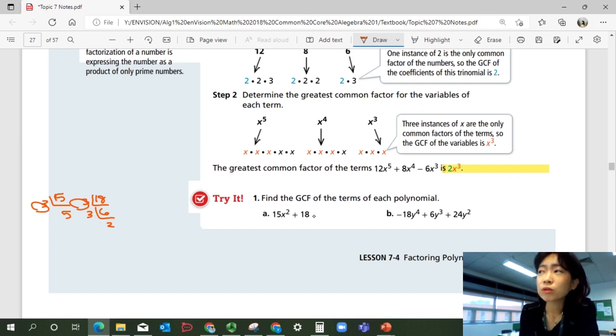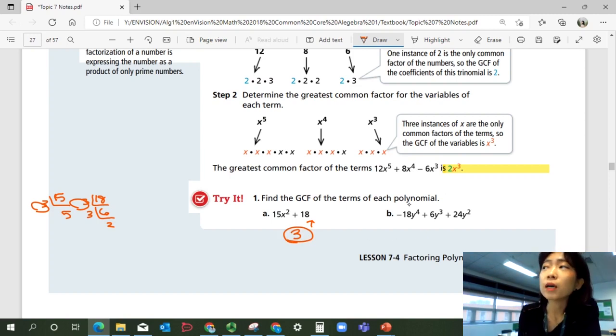Look at the variables. You do not have a variable in the second term. So you don't have a GCF for the variable, and that's fine. So the GCF for both of these terms would just be a constant 3.